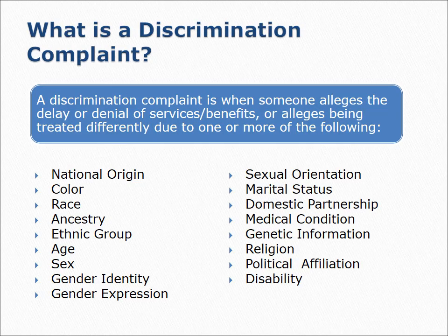What is a discrimination complaint? A discrimination complaint is when someone alleges the delay or denial of services and benefits, or alleges being treated differently due to one or more of the following: national origin, color, race, ancestry, ethnic group, age, sex, gender identity, gender expression, sexual orientation, marital status, domestic partnership, medical condition, genetic information, religion, political affiliation, or disability.